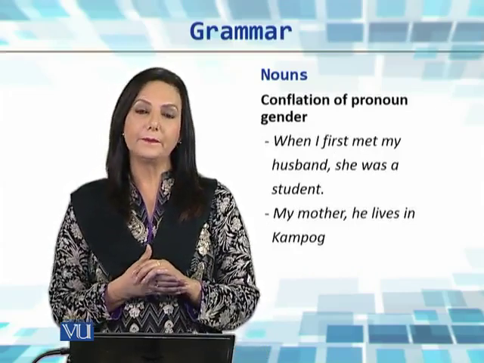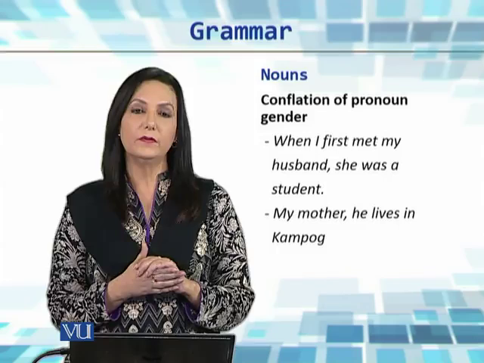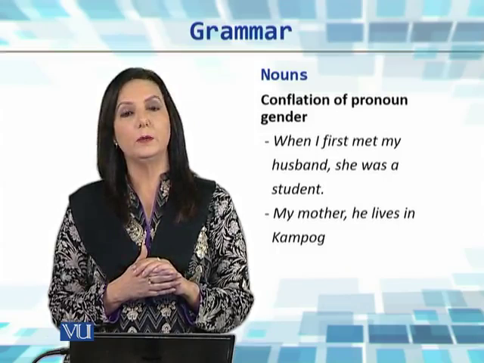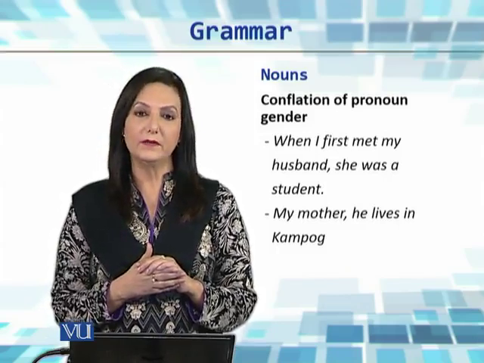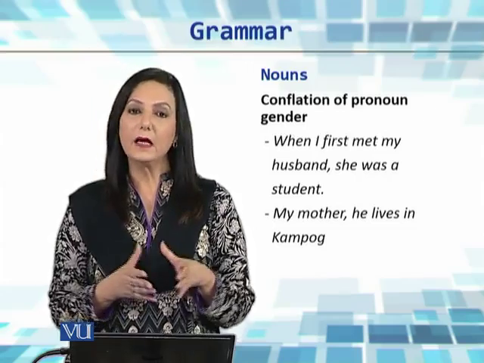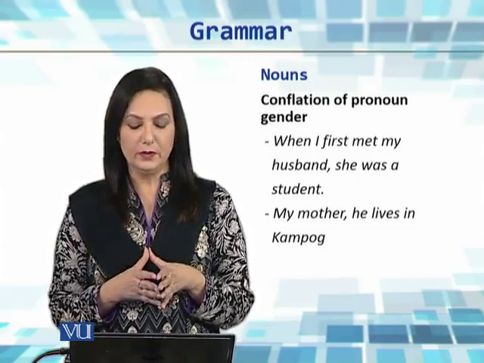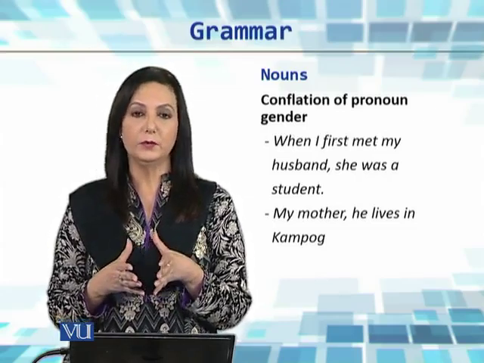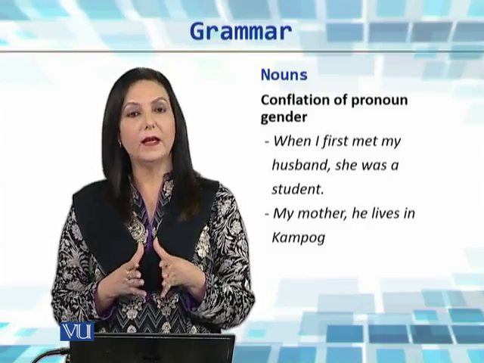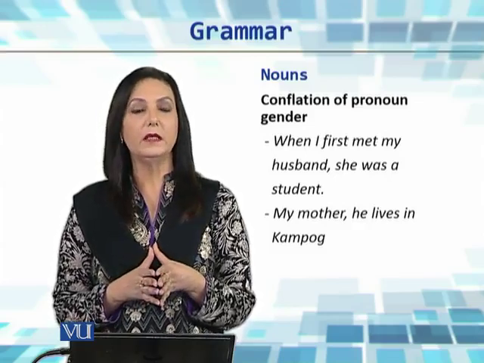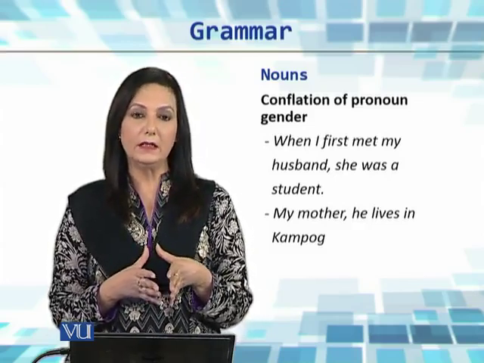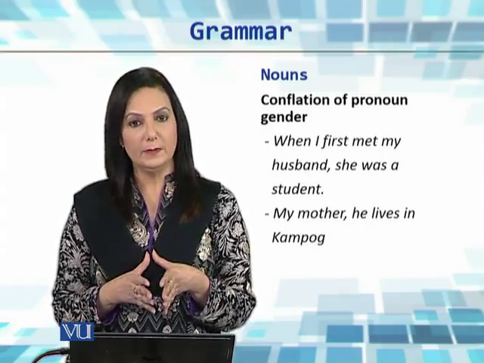Then another variation that we see in the use of nouns in different varieties of English is the conflation of pronoun gender. Often the speakers of outer circle varieties of English mix up their gender pronouns. So when they have to use he, they would use she and vice versa. So we have sentences like these, and again these are authentic sentences which have been gathered by different researchers from authentic data of English from outer circle speakers of English.